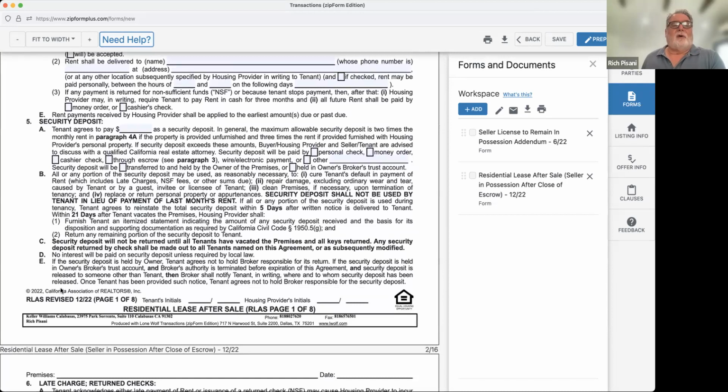All or any portion of the security deposit may be used as reasonably necessary to cure tenants' default in payments or to repair damage, just like any other security deposit is used for.